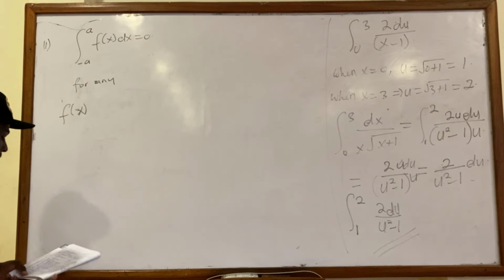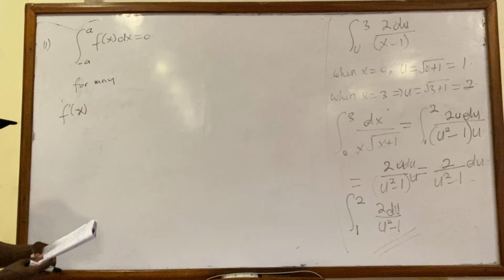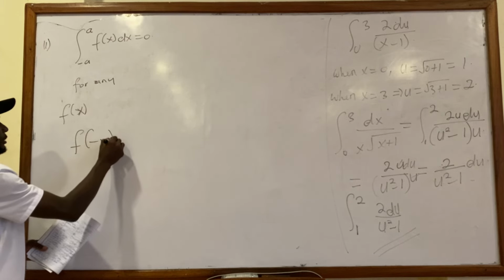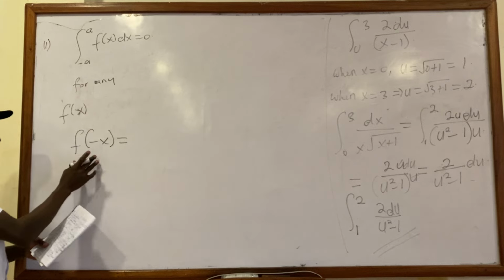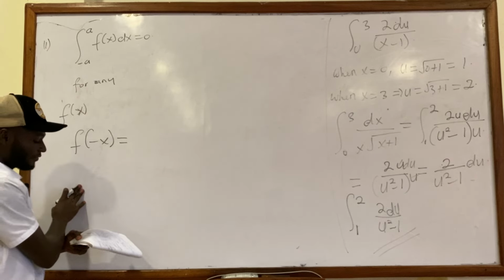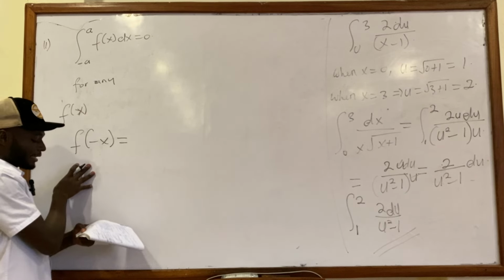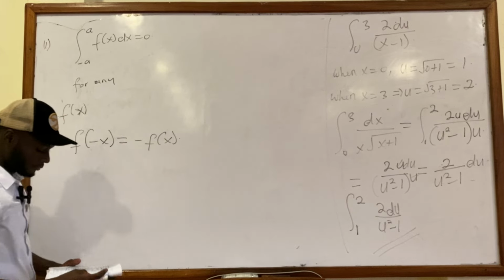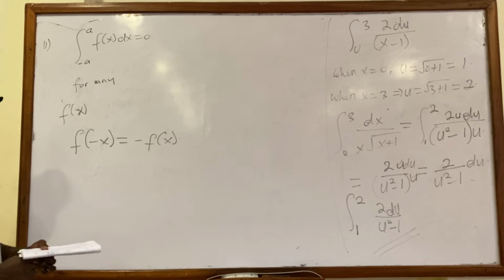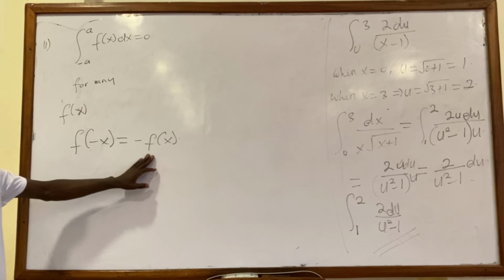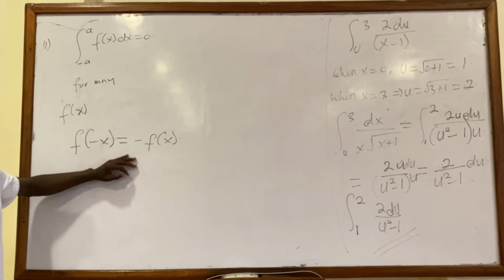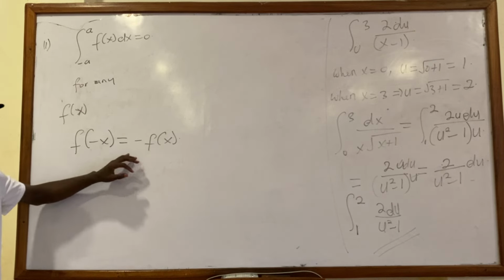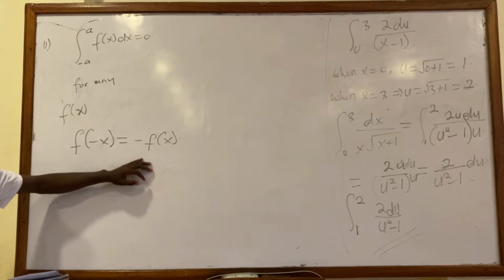All right, so an odd function satisfies this particular condition: f of negative x equals negative of f of x. That is an odd function. An odd function satisfies this particular condition.